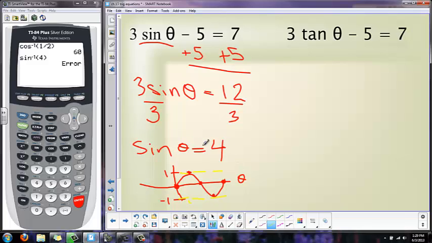So sine theta is equal to 4. That theta does not exist. Okay? Whenever you get an answer that is greater than 1 or less than negative 1, your answer is that it does not exist. Okay? Let's try a different one.